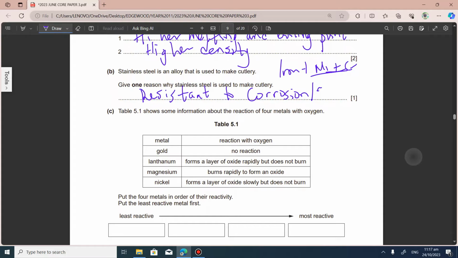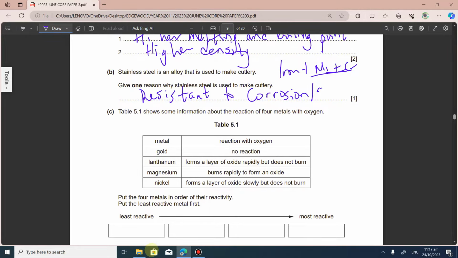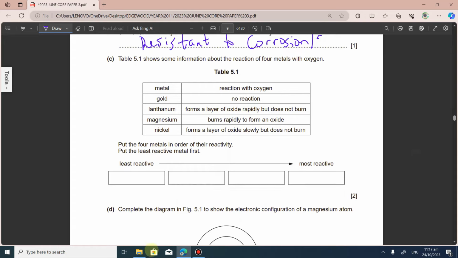Now, table 5.1 shows some information about the reaction of 4 metals with oxygen. So this is the information on the table. We have the metal in one column, and then we have what happens when they react with oxygen. So put the 4 metals in order of their reactivity. Put the least reactive metal first. So look at the information. When gold is reacted with oxygen, there is no reaction at all. When lanthanum reacts with oxygen, it forms a layer of oxide rapidly. So underline this word rapidly, but does not burn. But magnesium burns rapidly to form an oxide. Nickel forms a layer of oxide slowly but does not burn. So these are the adjectives we use to determine the answer.